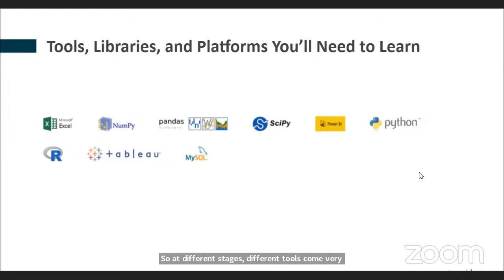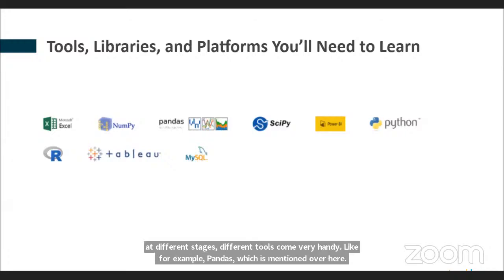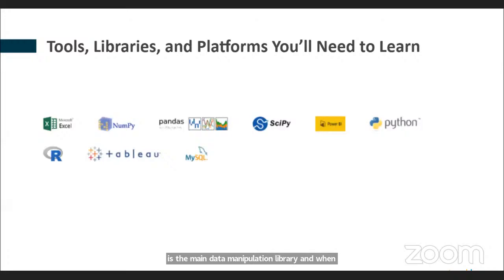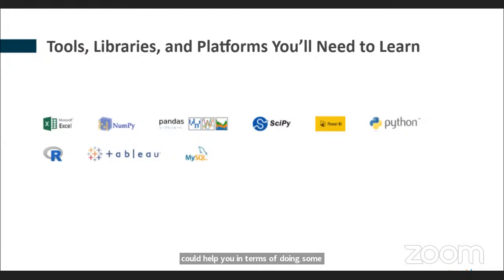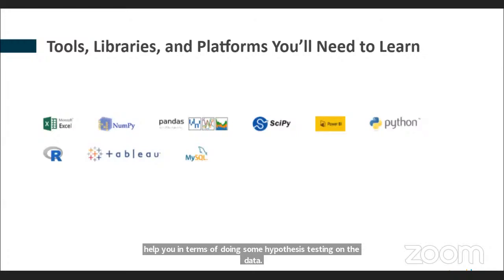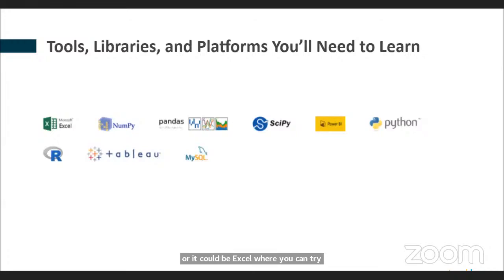Like for example, Pandas, which is mentioned over here, is the main data manipulation library. And when you are doing data wrangling or data cleaning, it comes handy. Similarly, SciPy could help you in terms of doing some hypothesis testing on the data, or it could be Excel, where you can try certain optimization on the given problem. NumPy comes for the mathematical computation that you do.